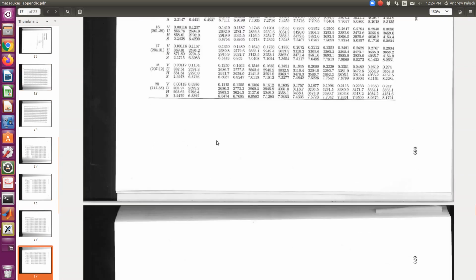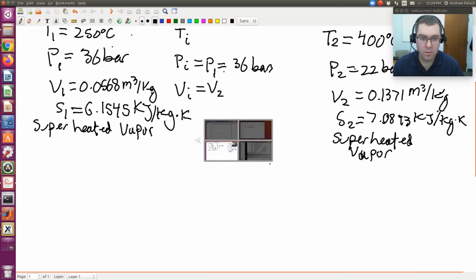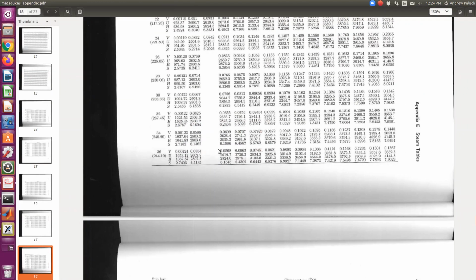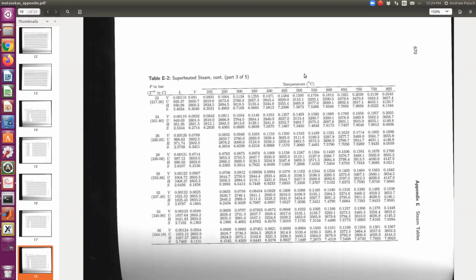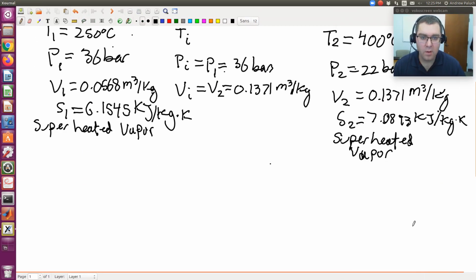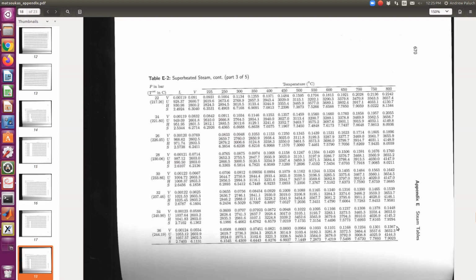So 36 bars, please be on here. So we're at 36 bars, and now what I'm looking for is, I know that my volume at this intermediate state is equal to my final volume, which is 0.1371 meters cubed per kilogram. So at 36 bars, where I have 0.1371, it actually looks like I'd be off the charts here.